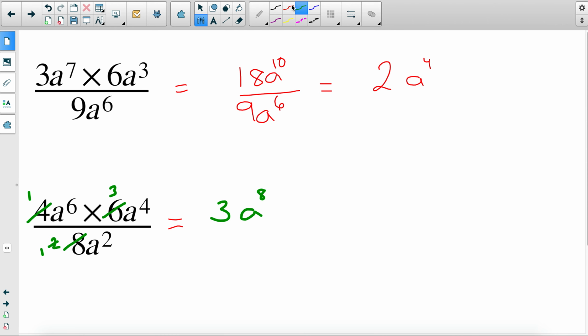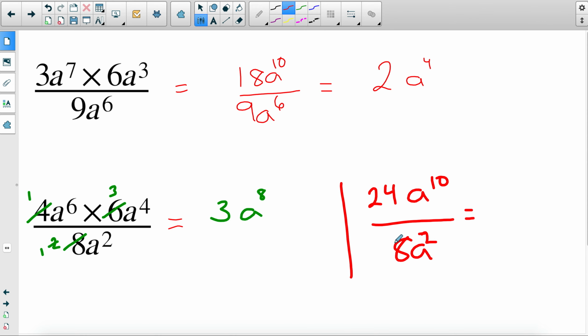And we can check it using the method we did above. If I simplify the numerator first, 4 times 6 will give me 24. And then the a power will be a to the power of 10. And the bottom will be 8, and then a to the power of 2. And then 24 divided by 8 will be 3, and the a will simplify to a to the power of 8.